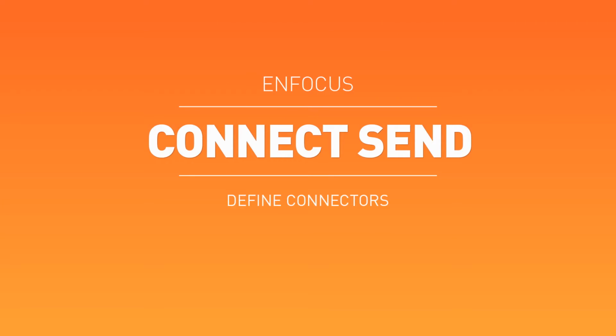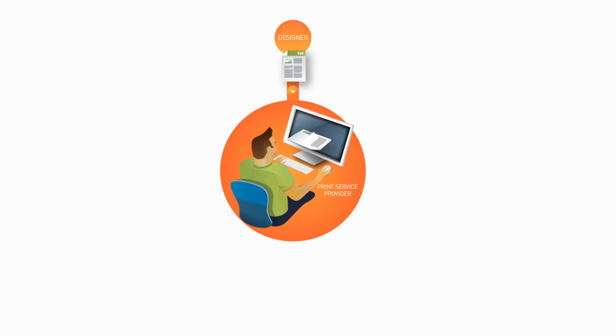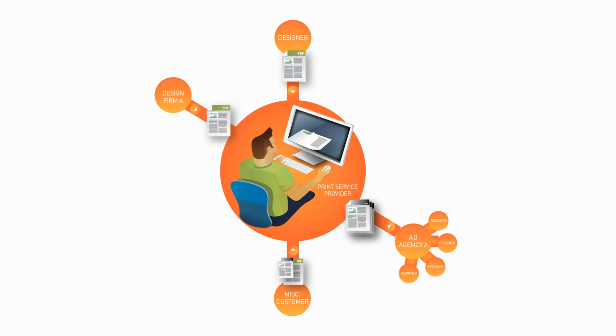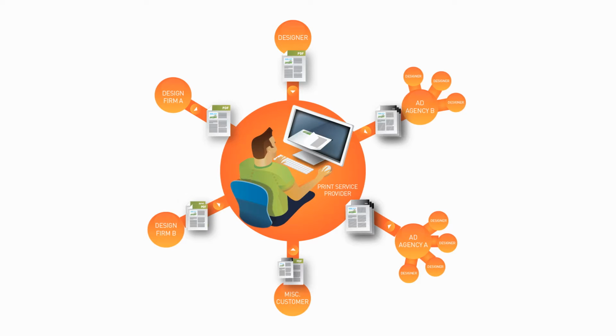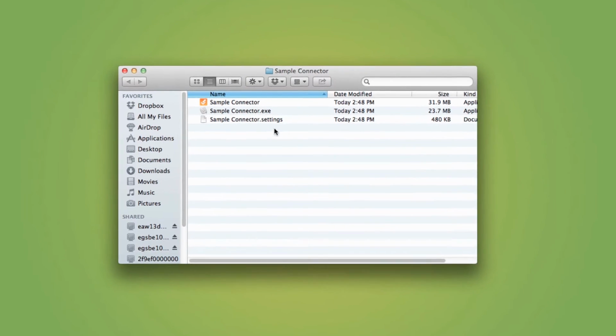Connect Send is used to define, manage, and create delivery applications called connectors. You can create one connector used by many clients or customize connectors for each client. Connect Send allows you to make and distribute as many connectors as you need for both Mac and Windows operating systems.